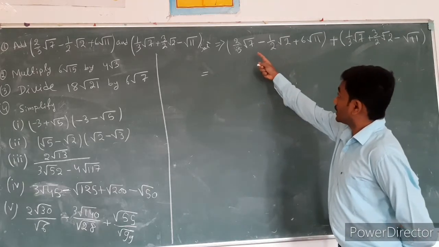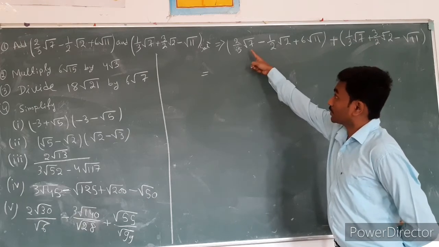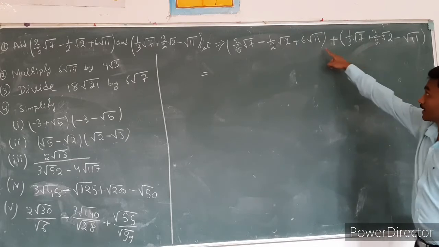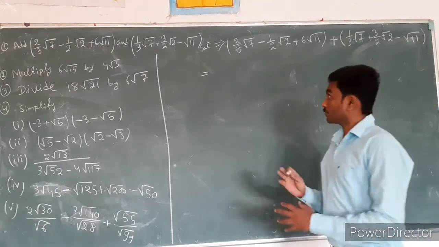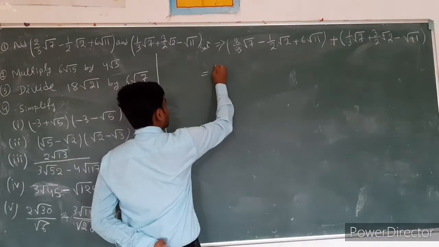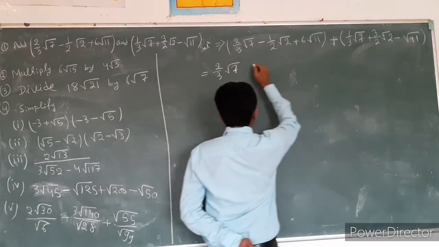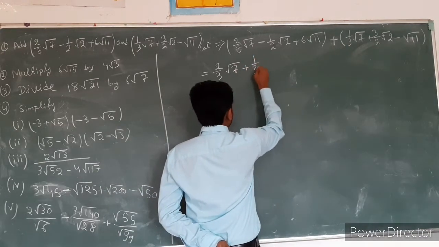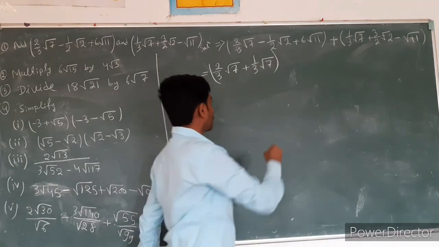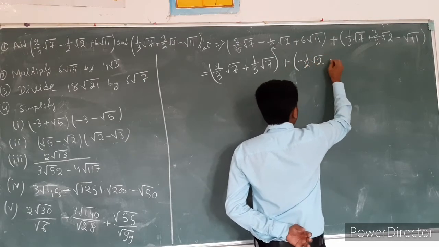Here three types of irrational number are present. One type is root 7, another type root 2, and another type root 11. So first we arrange all the root 7s together. So 2 by 3 root 7, and next one is 1 by 3 root 7. Next we arrange all the root 2s together. Minus 1 by 2 root 2.